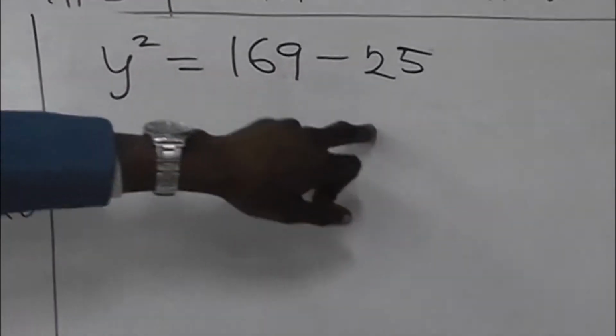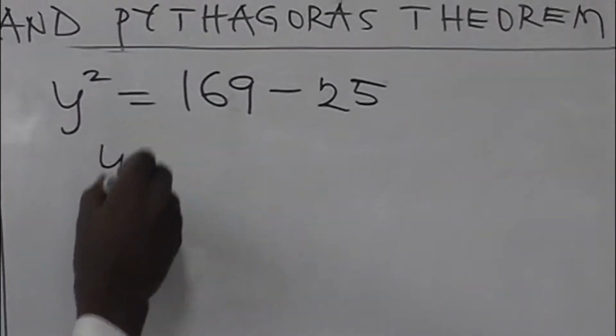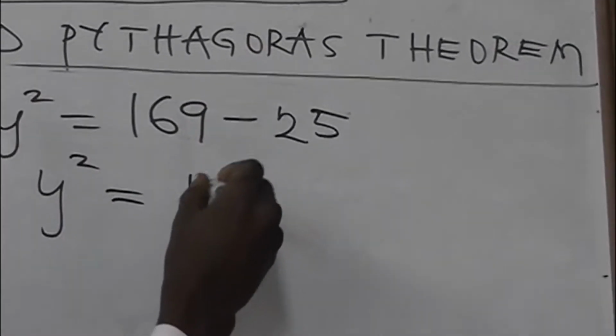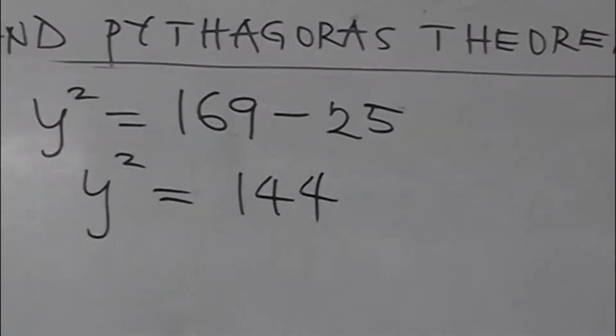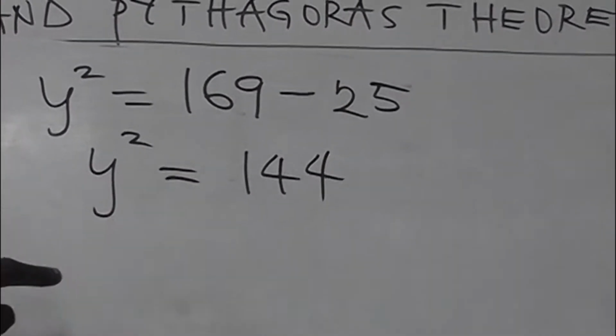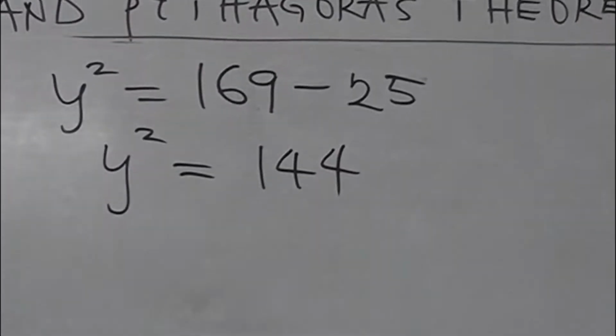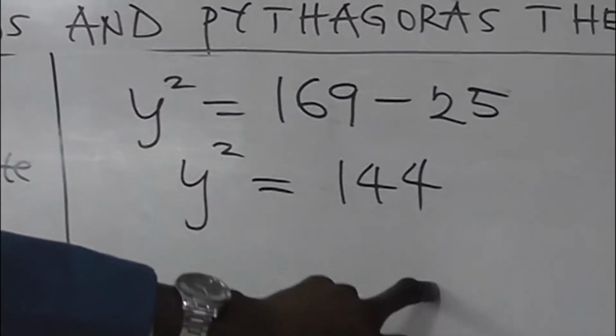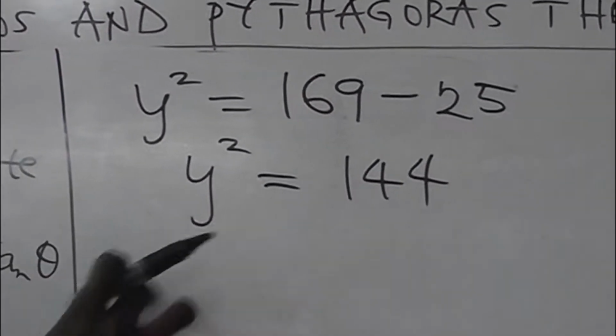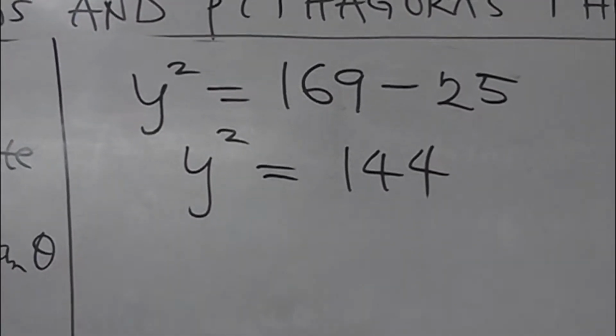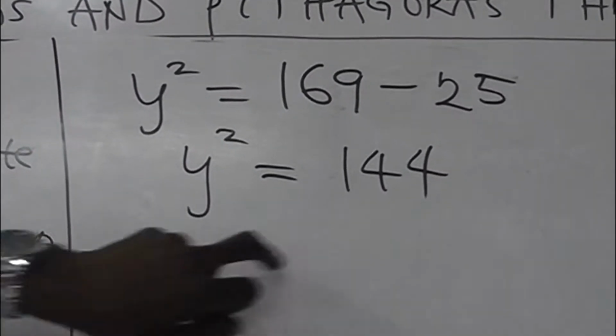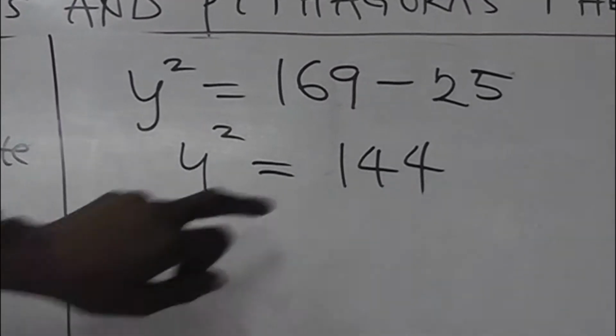Now removing 25 from 169, we have y squared is equal to 144. Now this is y squared and this one is 144. The next thing we need to do from here is to take the square root of both sides. And what do we mean by taking square root of both sides? Y squared is equal to 144.